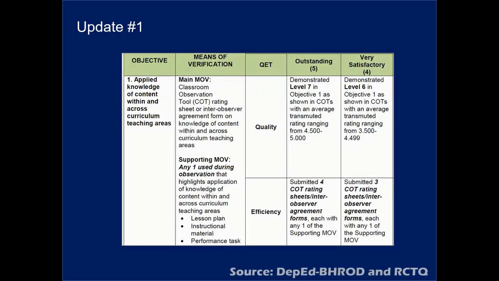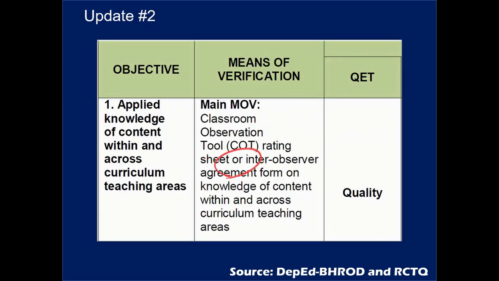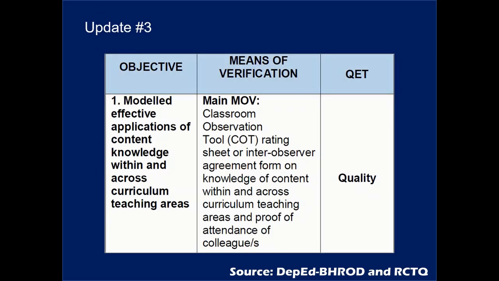Update number 1. The two types of MOV are written in bold letters to highlight the difference between them. Update number 2. "And/or" was changed to "or" in the description of the main MOV for classroom observable indicators. This means that only the rating sheet will be submitted if there is only one observer. Likewise, only the inter-observer agreement form, which reflects the final rating, will be submitted if there are 2 or 3 observers.